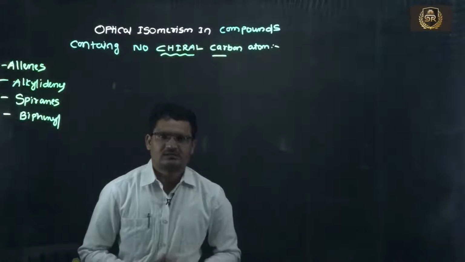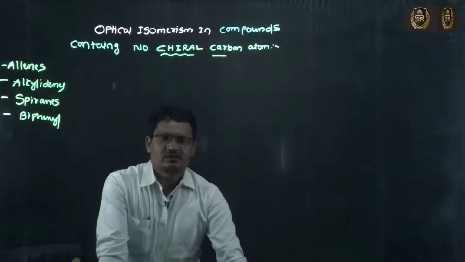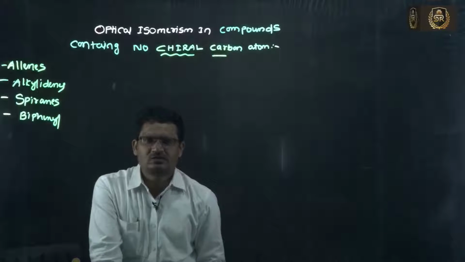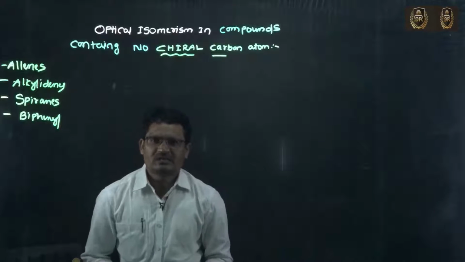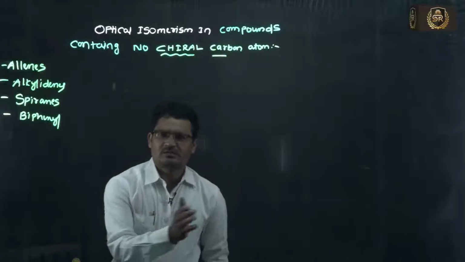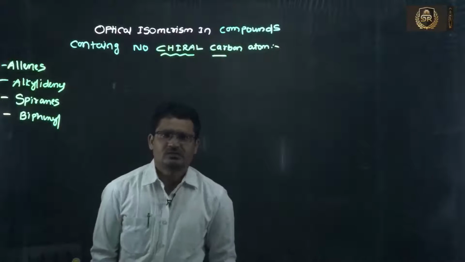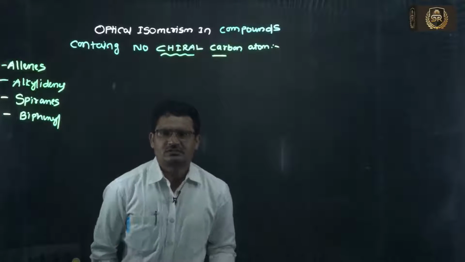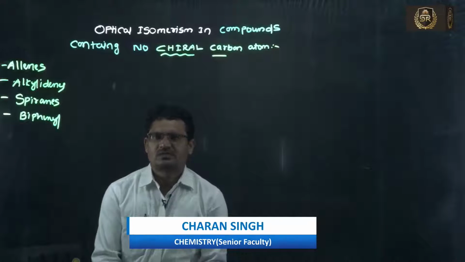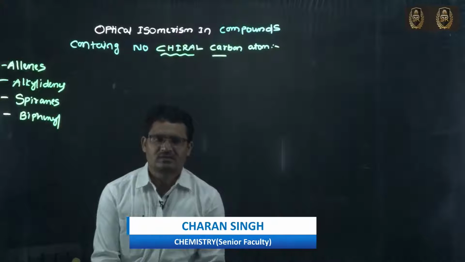Good morning students. In the previous class we already discussed a few concepts in isomerism. Basically, isomerism is of two types: structural isomerism and stereoisomerism. So what is structural isomerism? Structural isomerism is of the following types: chain isomerism, position isomerism, functional isomerism, metamerism and tautomerism.